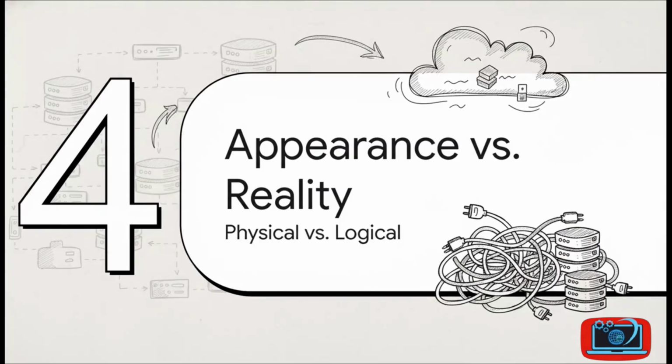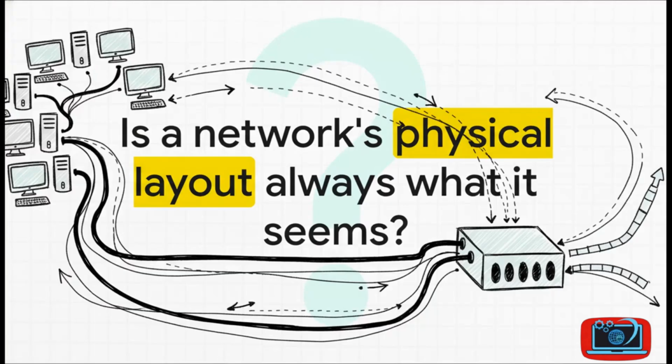All right, so we've looked at all these different blueprints, but here is where things get really, really interesting. Because when you look at a network, what you see isn't always what you get. So let me ask you this. If you see a bunch of computers all plugged into a central box, can you be absolutely sure you know how the data is flowing between them? The answer, which might surprise you, is no, not at all.